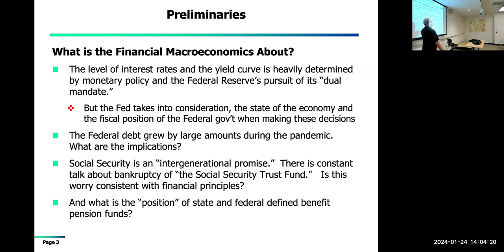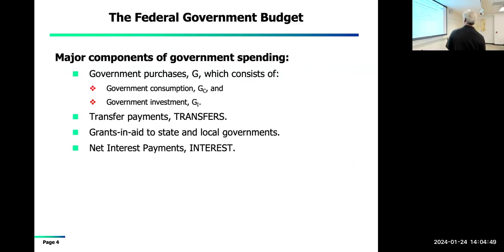Social Security is referred to as an intergenerational promise. Okay. There is constant talk about the bankruptcy of the Social Security Trust Fund. Is this word consistent with financial principles? Hopefully you'll learn from my course that it is not. It's related to Congress and how they say things. And what is the position of state and federal defined benefit pension funds? This is a big deal. There's no question, and you'll see why.